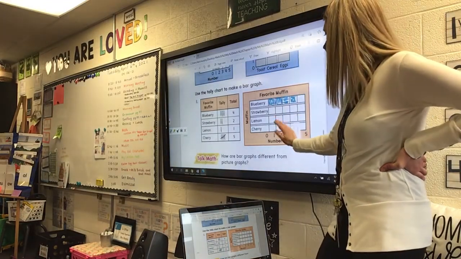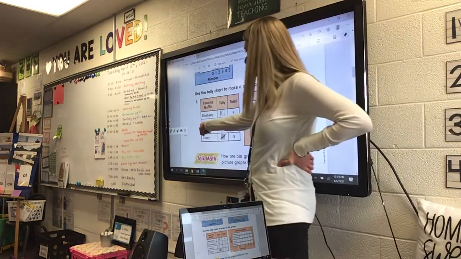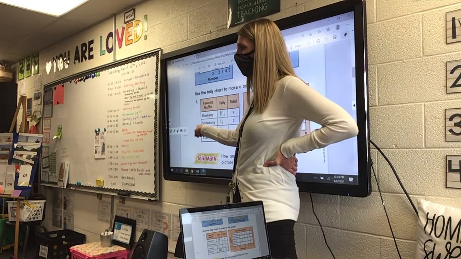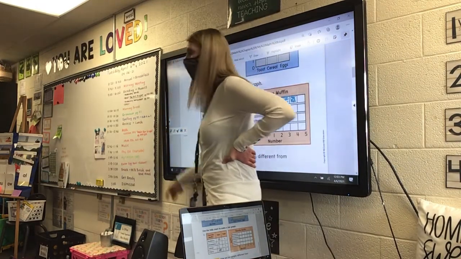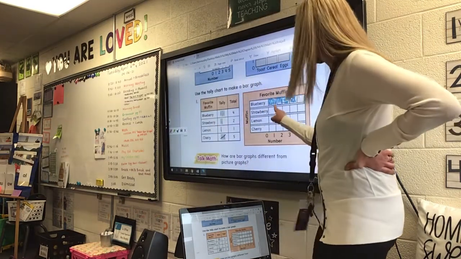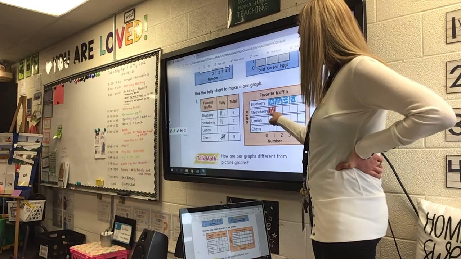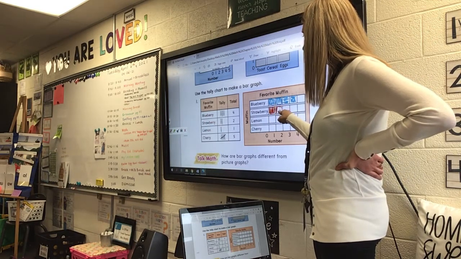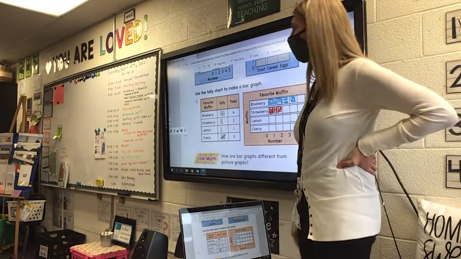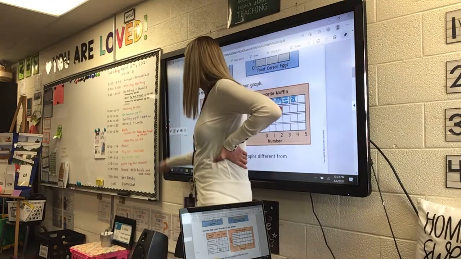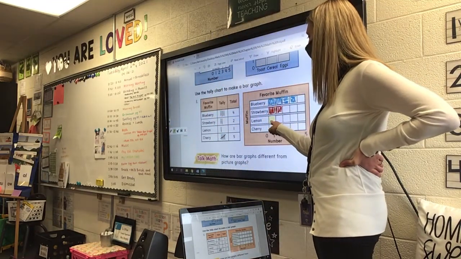Okay, now the next one, we got blueberry done. What's the next one, Lily, do you think? Strawberry. Lily, how many strawberries are there? 2. So how many boxes are we going to color in? Good job, Lily. 2 boxes for strawberries. One? One. Yep, what is that though? Lemon. So lemon has one box. Only one box.